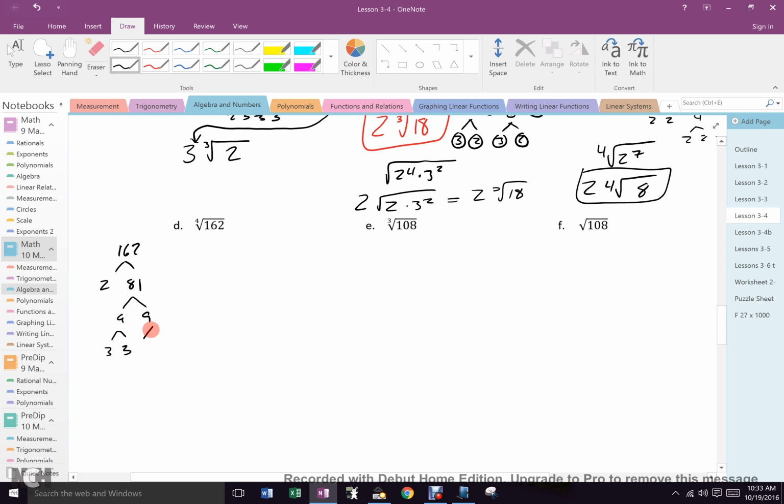3, 3, and 3, 3. There's my group of 4, correct? So what comes out? 3. What stays under there? 2. Everybody good? It's not hard, right? It's just division. There's nothing fancy about it. If you got through grade 3 and you can divide, you're aces.